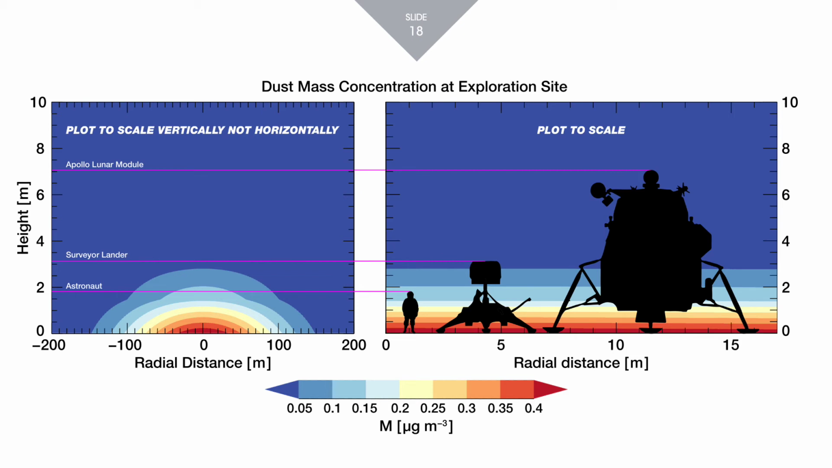We give the astronaut, Surveyor lander, and Apollo lunar module silhouettes for a size comparison to the vertical scale of the dust model. Because of the large difference between the vertical and horizontal scale lengths, where the horizontal scale length is 100 meters and the vertical scale length is 1.2 meters, astronauts and spacecraft would locally experience an almost plane-parallel change in dust abundances.